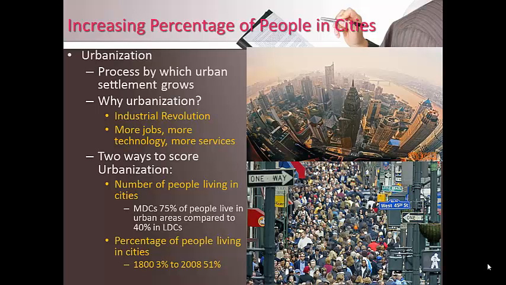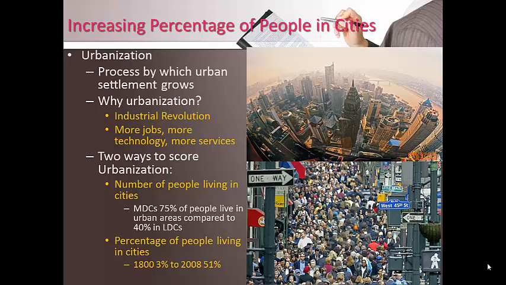Okay, so there's no secret. There has been an increase in the percentage of people in cities, and this is due to urbanization. We've talked about this: the process by which urban settlement grows. Cities grow. So why urbanization? Why did it happen? Well, the Industrial Revolution, there it is. More jobs were created, more technology was advanced, and then more services were needed in those areas. Simple as that. Now, there are two ways to identify and score urbanization.